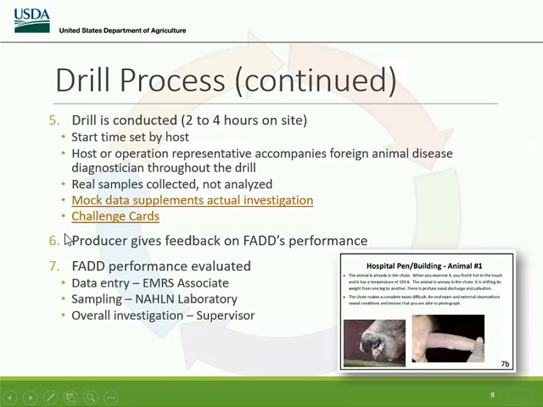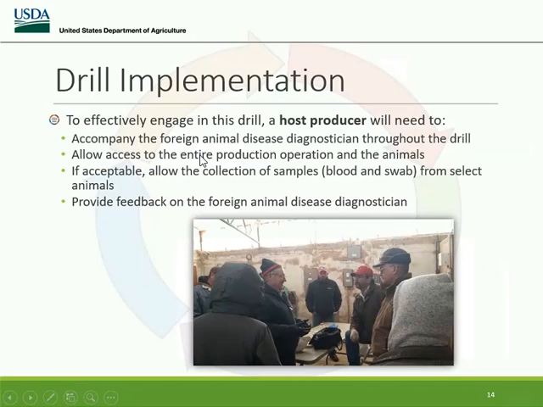To implement this drill, a host producer needs to understand that they should accompany the foreign animal disease diagnostician throughout the drill, either the producer themselves or someone that knows the operation. While the foreign animal disease diagnostician is going to have mock data that's going to drive the differential, for other information, epidemiological information that they would normally collect, we request the producer just provide that information as if it were day-to-day operations. So animal movement information, their employees, whether they have animals at home, other contact premises nearby, et cetera, we request the host producer provide that information as if it were real life, as the actual operation. Again, we're not expecting the host producer to talk about the disease portion because the animals are healthy and we're going to provide that information.